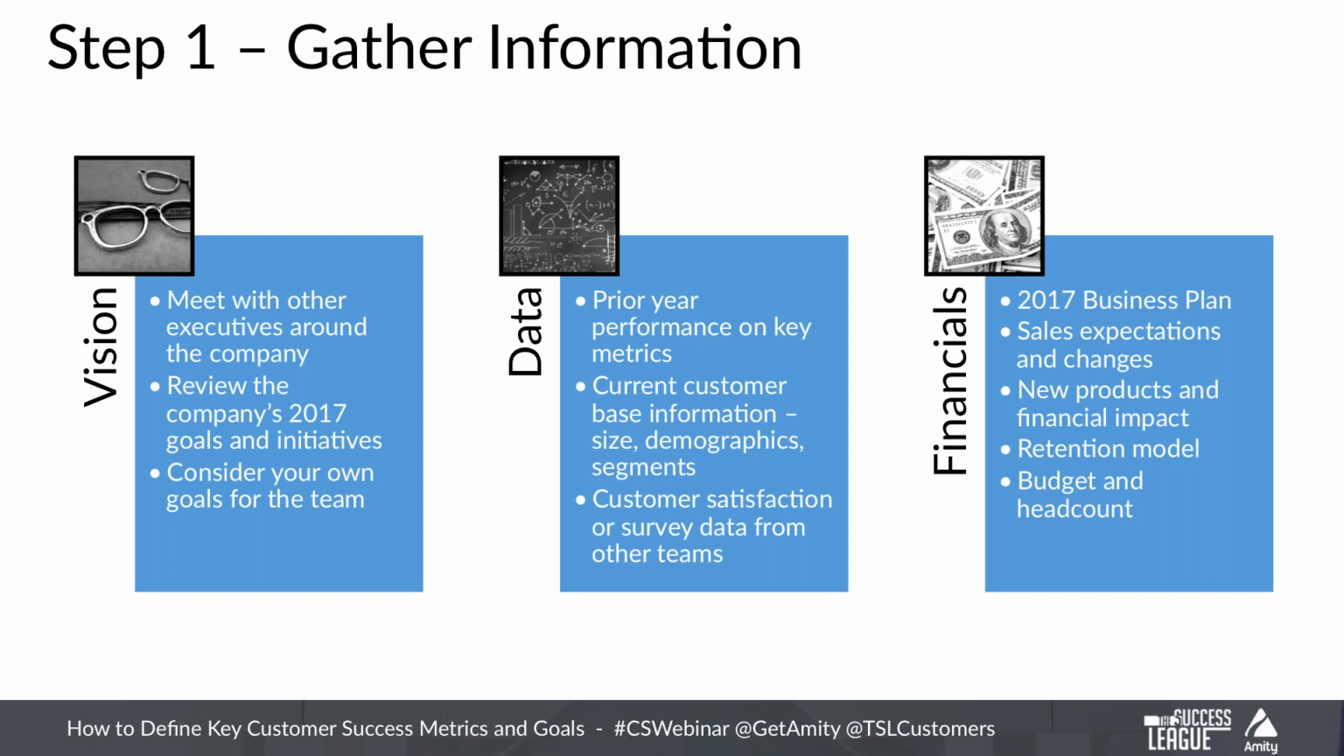The other things I think are important to stress here: look at prior year performance on key metrics you're thinking about. You want to look at customer base information, so consider things like the size of the base, the size of different companies within your base, demographics, segments. You also want to look at any customer satisfaction or survey data. Often that's collected by other teams. The marketing team sometimes collects NPS data. The product team sometimes collects survey data. So make sure you approach those other organizations too to try to get as much data as you possibly can that can help inform what your goals are going to be for the year.